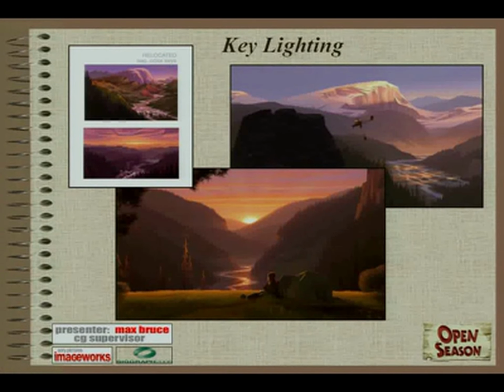Just show a few key lighting sequences here, and with their shots. Relocated, as I mentioned before, is one of the first sequences that went into production. It's basically the point where Boog and Elliot get cast back into the wild. It's a transition between the first and the second act, and it's a very sad, morose sequence.